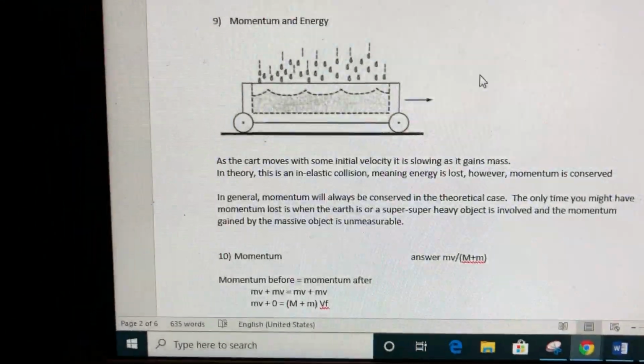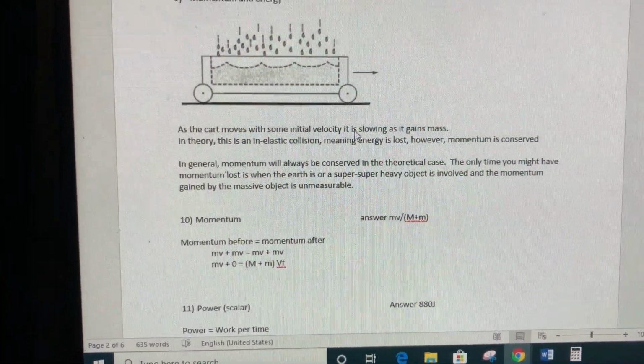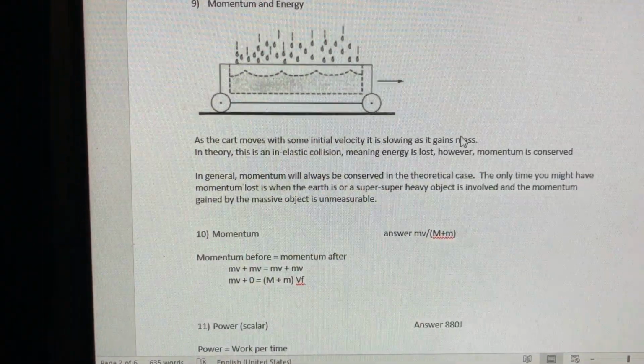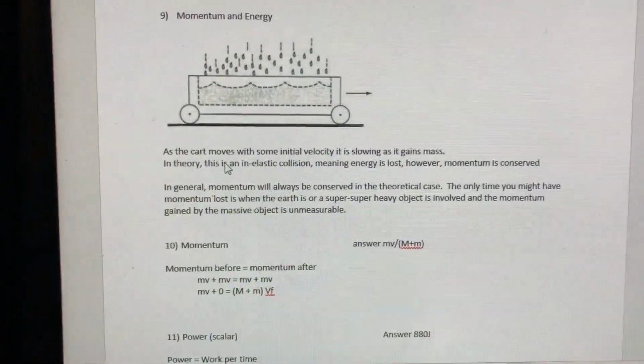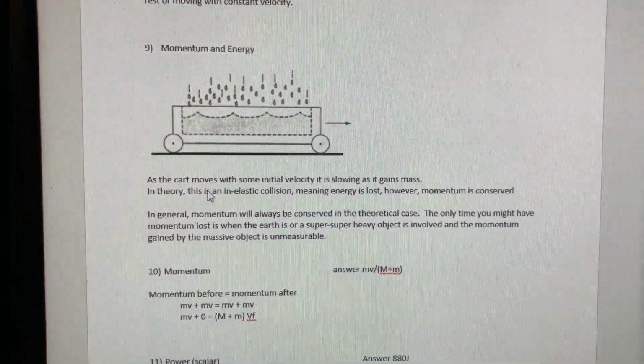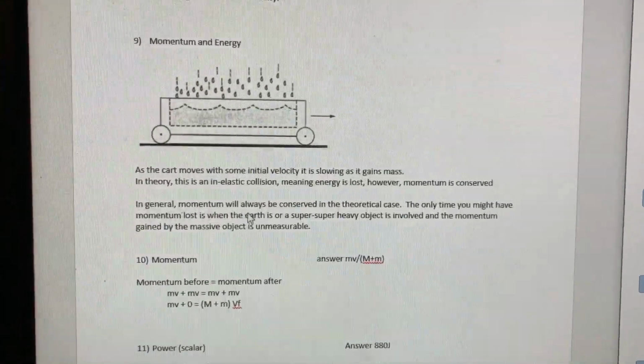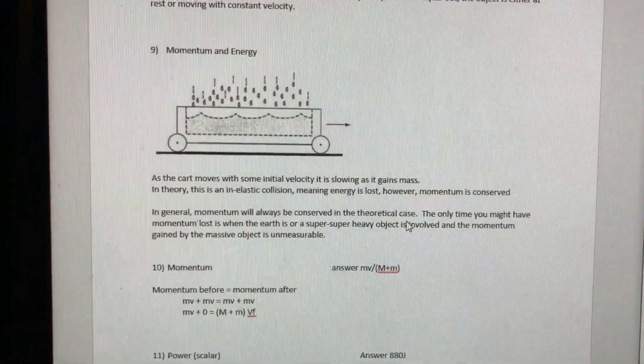I skipped 8. So let's just talk about 9 first. So as the cart moves with some initial velocity, it is slowing as it gains mass. In theory, this is an inelastic collision, meaning energy is lost. However, momentum is conserved. In general, momentum will always be conserved in the theoretical case.